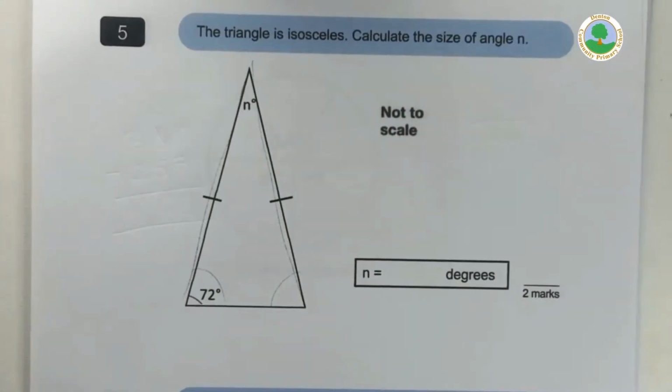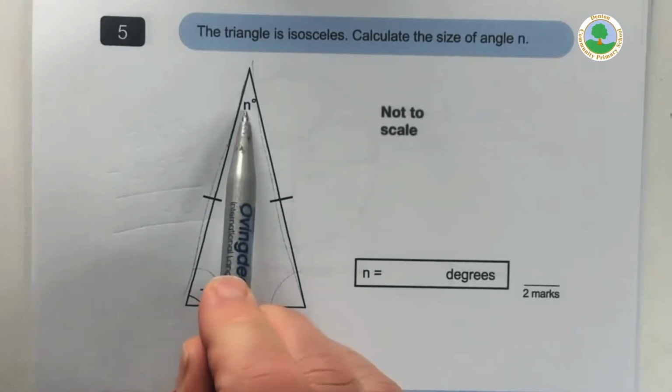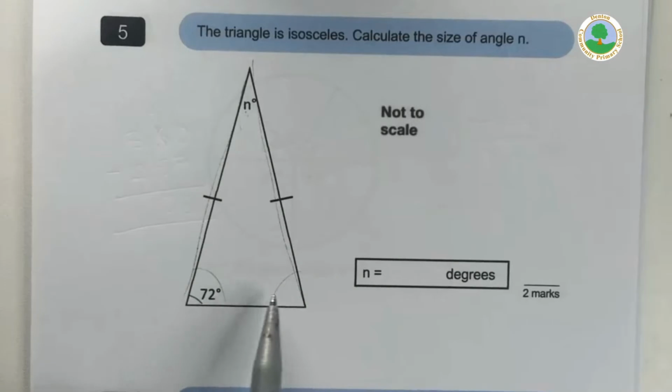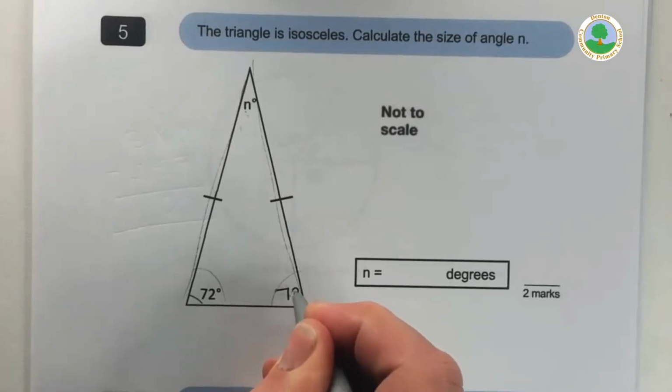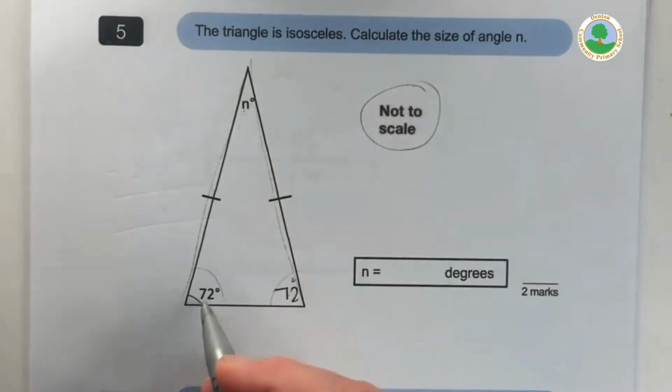the same size. Now, just because an angle's value isn't given in a question doesn't mean you can't know what it is. So don't fall for this and think it's just 180 take away 72. You have to think, okay, there are 3 angles in this triangle. N is going to be whatever is left when I take these 2 away. We don't know what this one is yet, but actually because it's isosceles, we know it must also be 72. So remember, not to scale, don't just measure it.